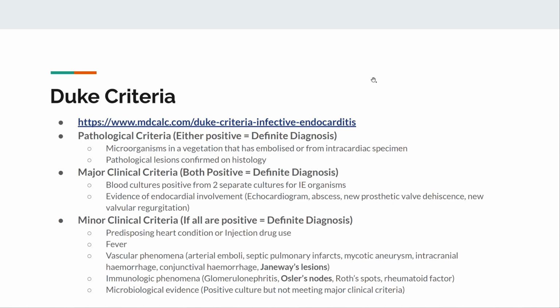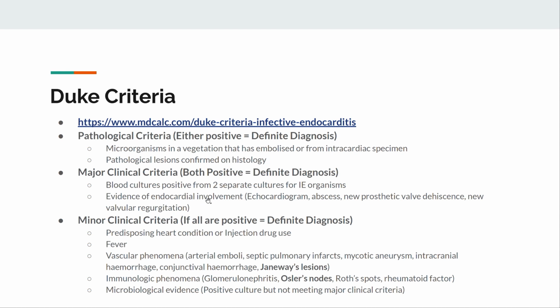Something else just to be aware of, which you won't need for your exam, but it's just good to have heard these things: the Duke criteria is an algorithm that you can use to diagnose infective endocarditis. So the first two pathological criteria, if you've cultured the bug and you know that it's in the heart, then you've made the diagnosis. The next one is a positive blood culture, plus evidence of endocardial involvement on echocardiogram or the presence of a new heart murmur.